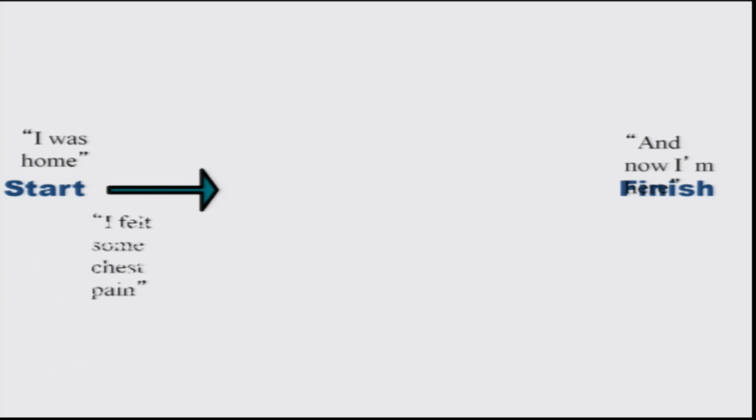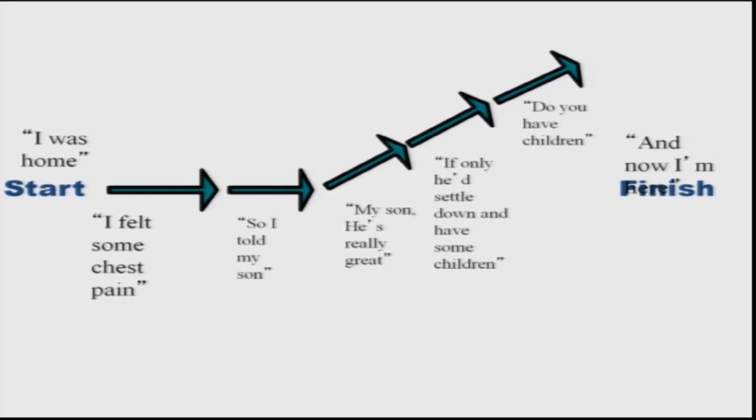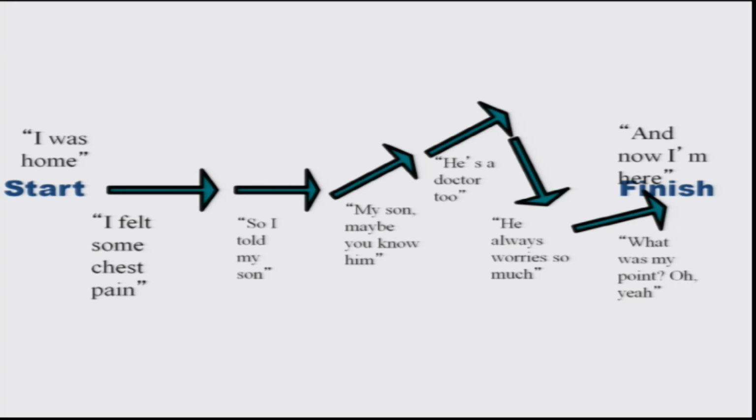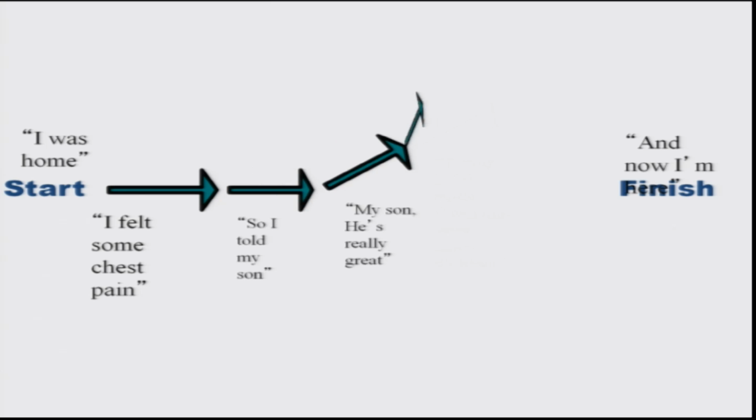I was home, I felt some chest pain, so I told my son is really great, I finally settled down and have some children. Do you have children? So, this is tangentiality. He has just come here, gone to tangentiality, whereas the previous one was, if you look at it, circumstantiality. It will go around the route, come back here. This was tangential.